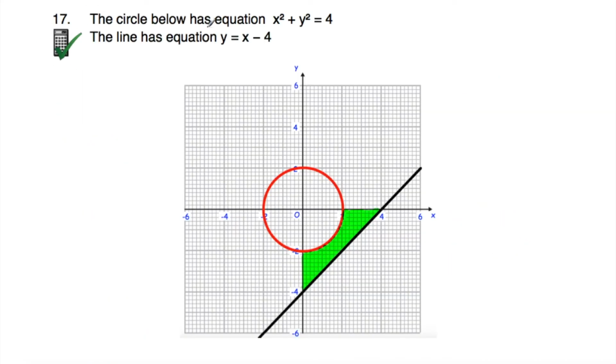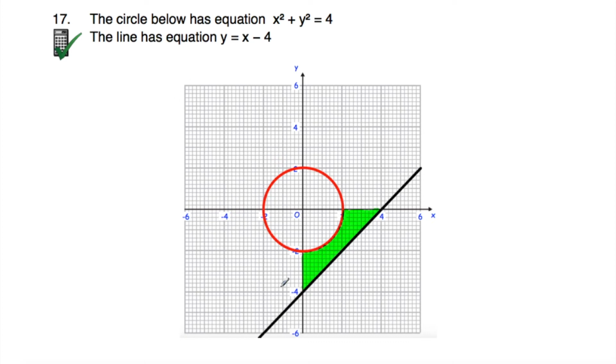Question number 17 says the circle below has got equation x squared plus y squared equals 4. So remember 4 is equal to the radius squared, so if we square root that, the square root of 4 is 2, so that means the radius of the circle is 2. And as you can see, if we start at the origin and we go across to 2, that means the radius is 2. So it's a circle with radius 2 and the centre is the origin.